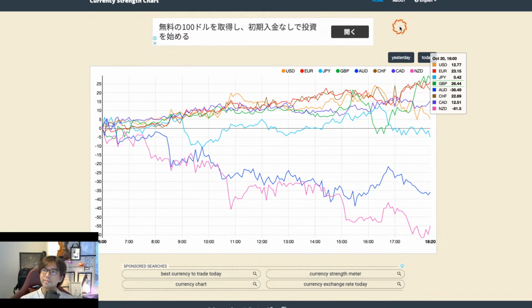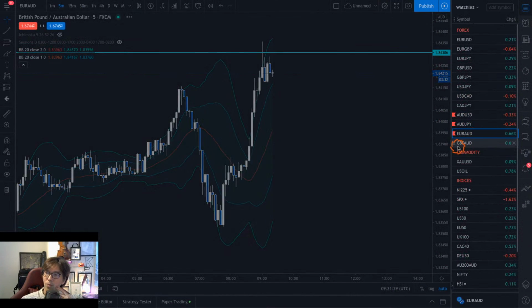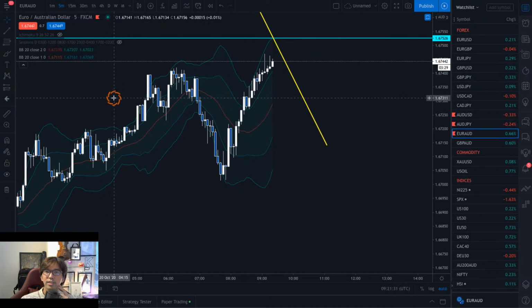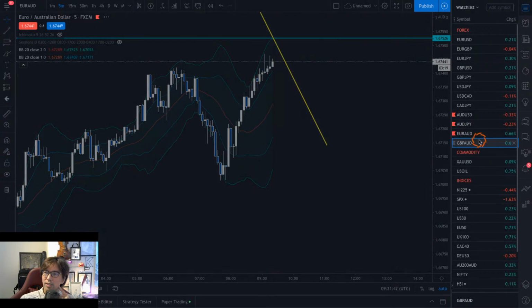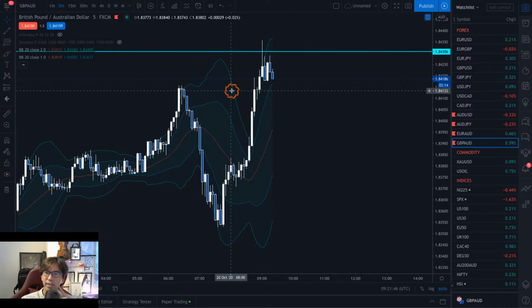Anyways, that's what I can see right now. But for now, I don't find any trading edges to buy, so I will just wait until I see 3 confirmations to enter. And let's look at the GBP AUD.